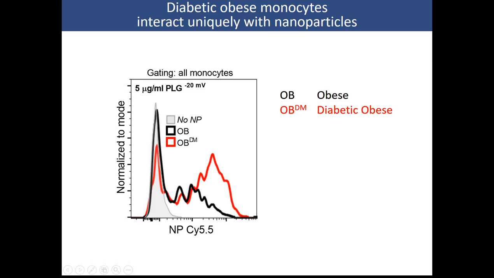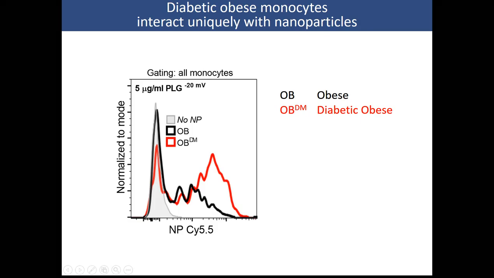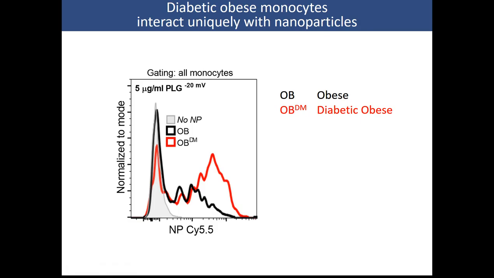Okay, so what was more striking to me when we did this study, we looked at obese compared to the obese diabetic monocytes. We threw the nanoparticles in, and in fact, they interacted a lot more with the obese diabetic monocytes, and this is just getting on all monocytes. So this was a bit surprising, but perhaps not, because some of our other data in the whole tissue had shown an increase in scavenger receptor gene expression. And so this suggested that potentially these cells have upregulated scavenger receptors and are responding very differently to their environment.